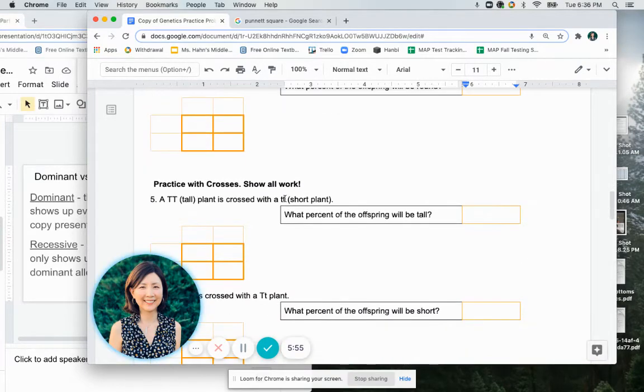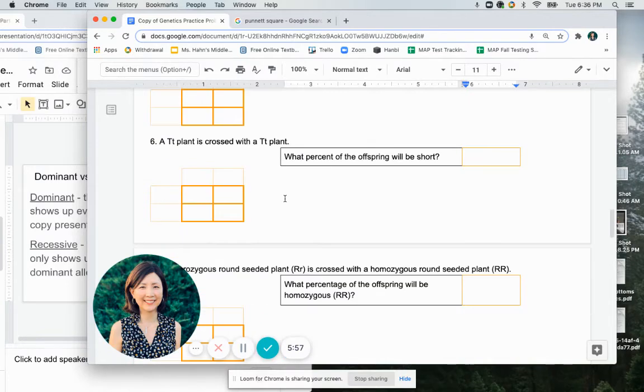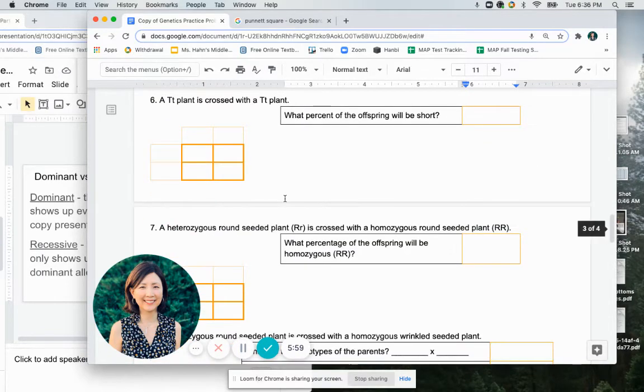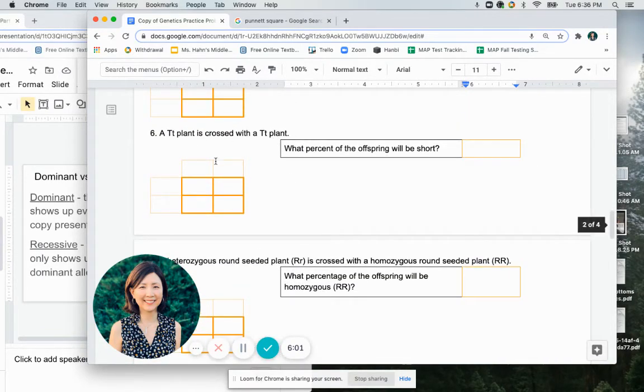Okay, I'm going to skip a bunch because I think you can do those. Let's jump down to number 6, which is still the same thing. I give you the genotype of the parent. So big T is going to go here, and little t is going to go here. That's one parent. The other parent is going to be a big T and a little t. And then you just fill in the Punnett square.